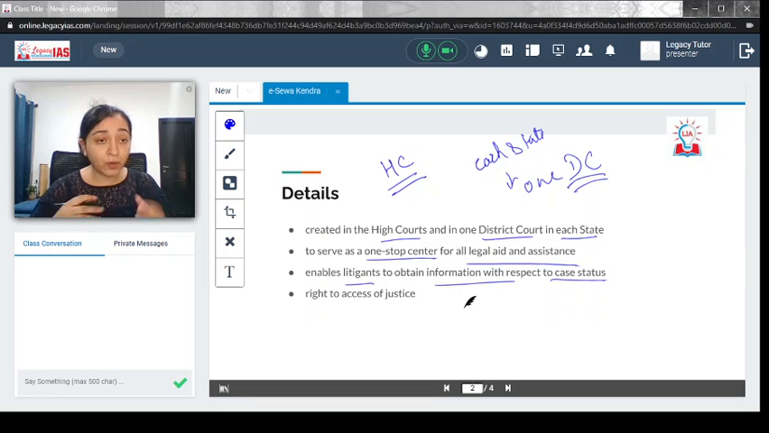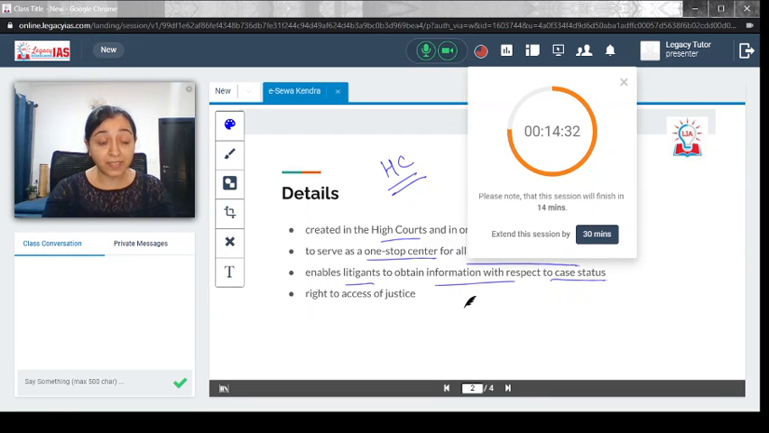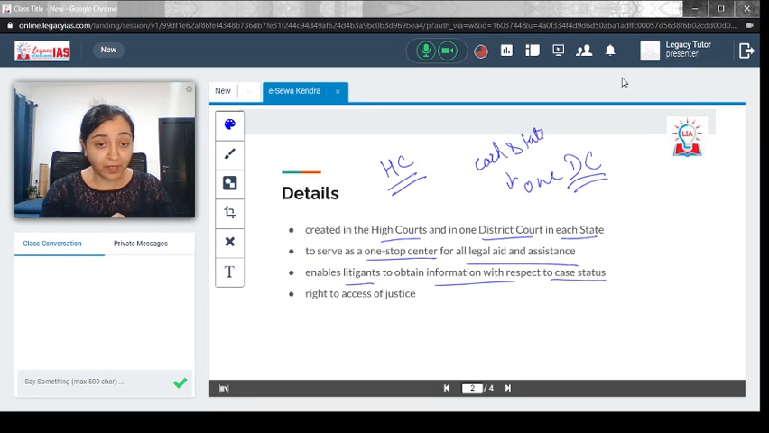For an example, you are a litigant for a property dispute. You have filed a case in the court, and using the e-Sewa Kendra, you can actually go ahead and check the status, like whether it has got any date for the hearing, or it is going into trial, or what is the present status of the case. You will be able to understand it while going into the section of the e-Sewa Kendra.